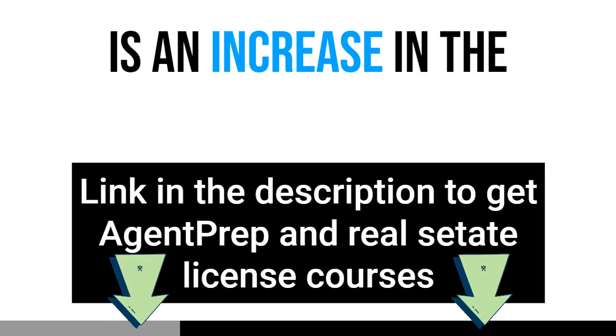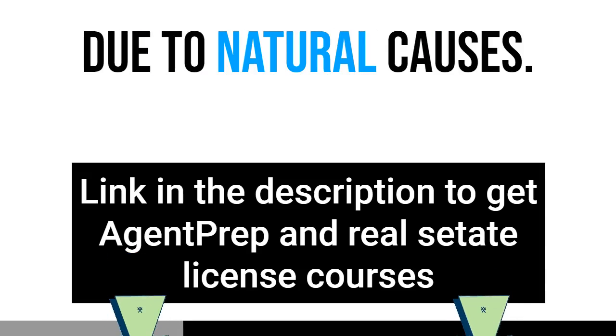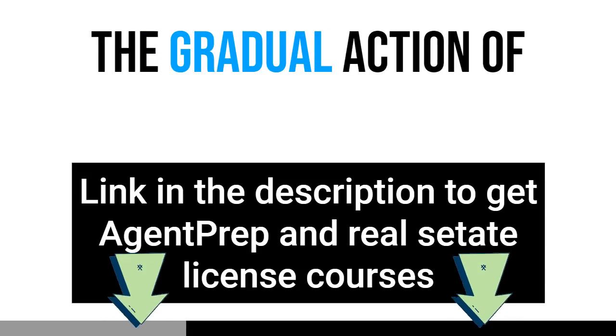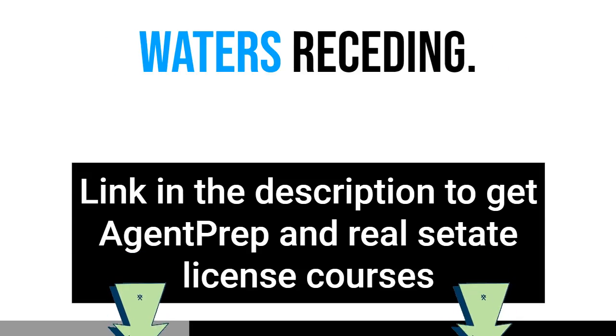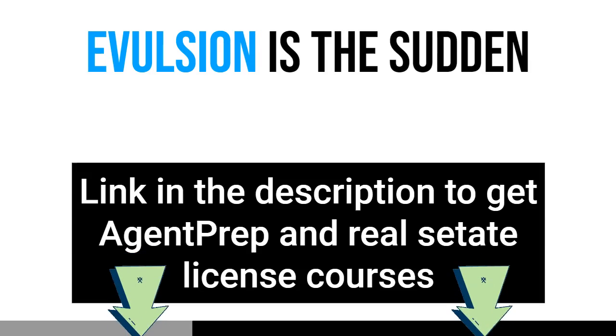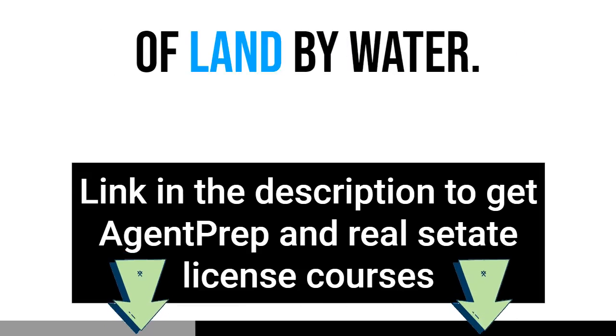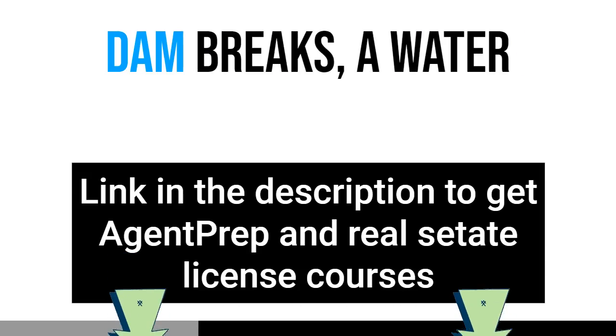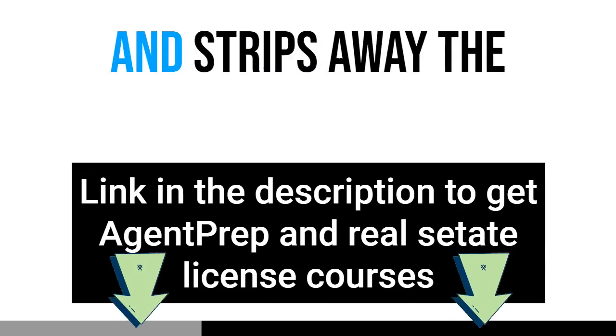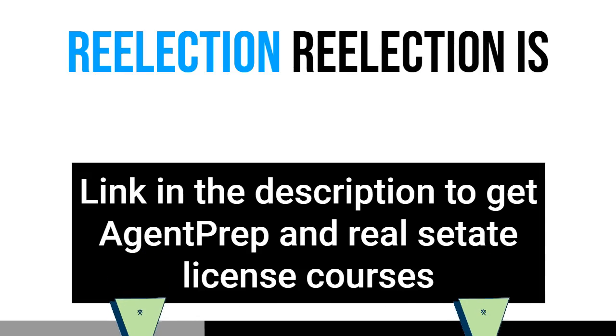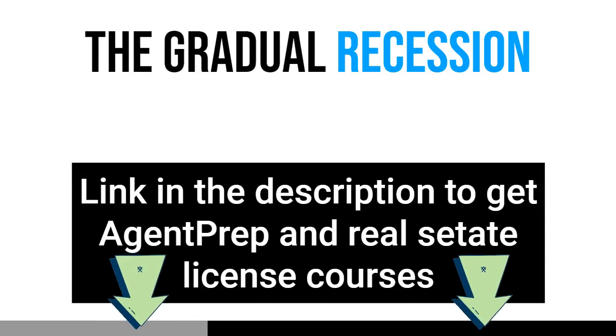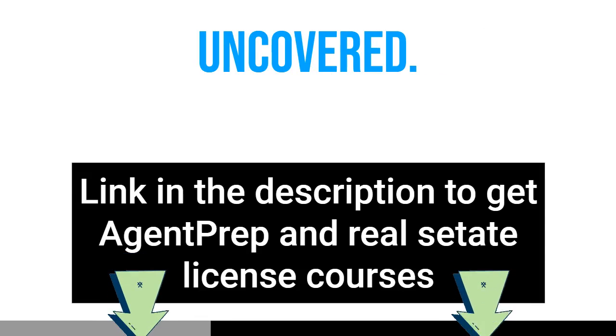Accretion. Accretion is an increase in the actual amount of land due to natural causes, for example, from the gradual action of the ocean or rivers, or waters receding. Avulsion. Avulsion is the sudden violent tearing away of land by water. For example, if a dam breaks, water comes rushing down and strips away the land, that would be avulsion. Reliction. Reliction is the gradual recession of water leaving land permanently uncovered.